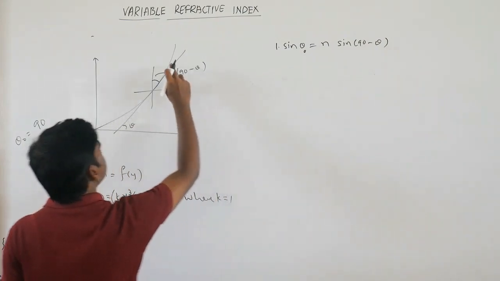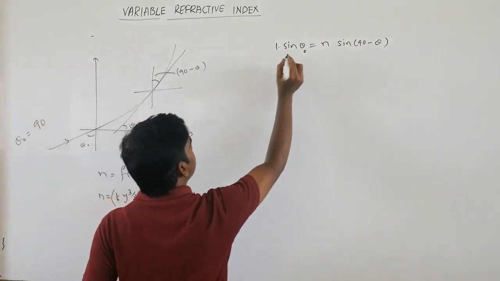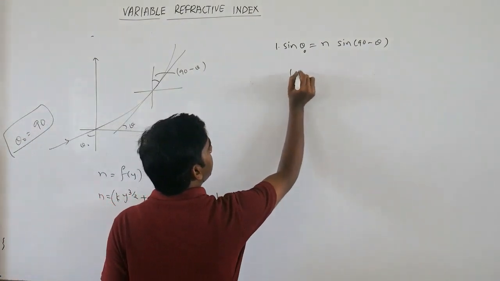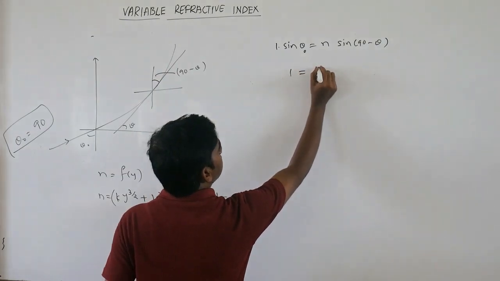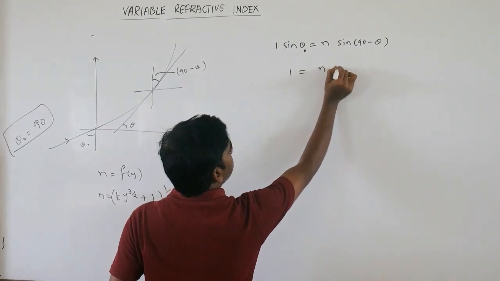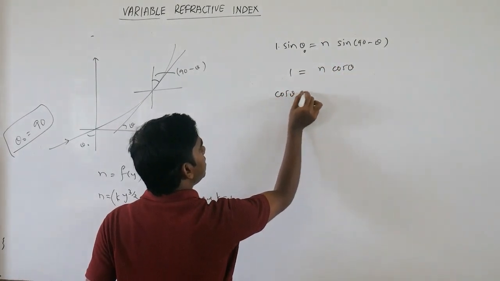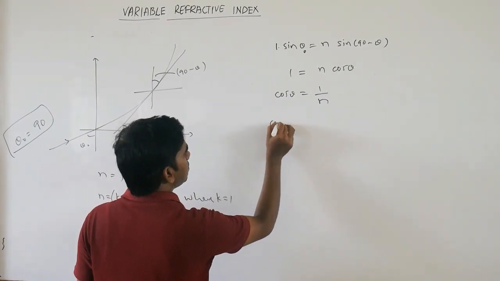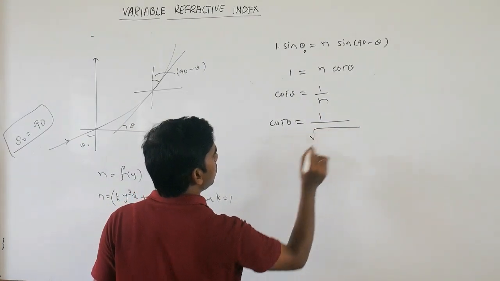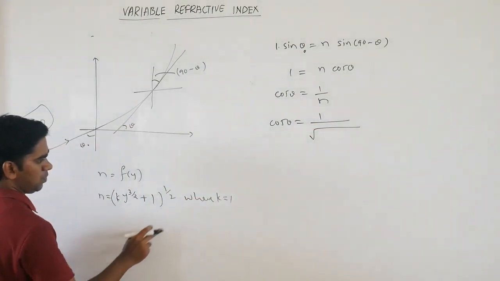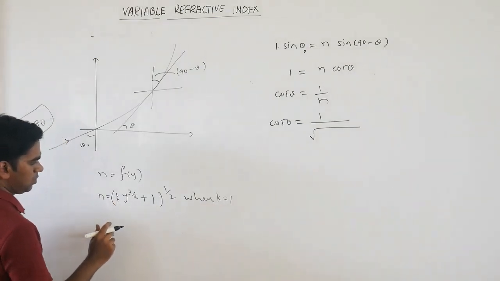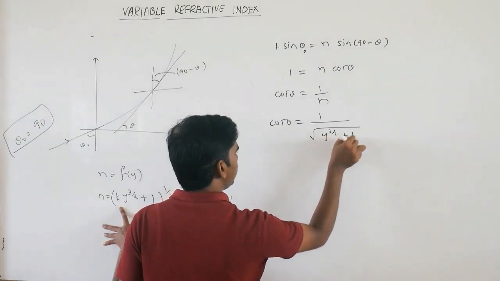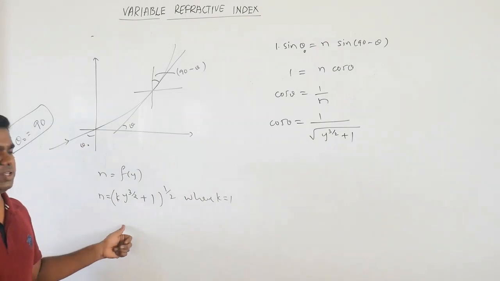Because here it is 90 minus theta, what can you write? Already we mentioned, always take theta naught as 90 degrees because of grazing angle. So 1 equals n, and this will become cos theta. So cos theta equals 1 by n. That is, cos theta equals 1 divided by root of n. N is given. Where k equals 1, you can substitute k equals 1. What can you write? y raised to 3 by 2 plus 1. This is the function they have given for n.